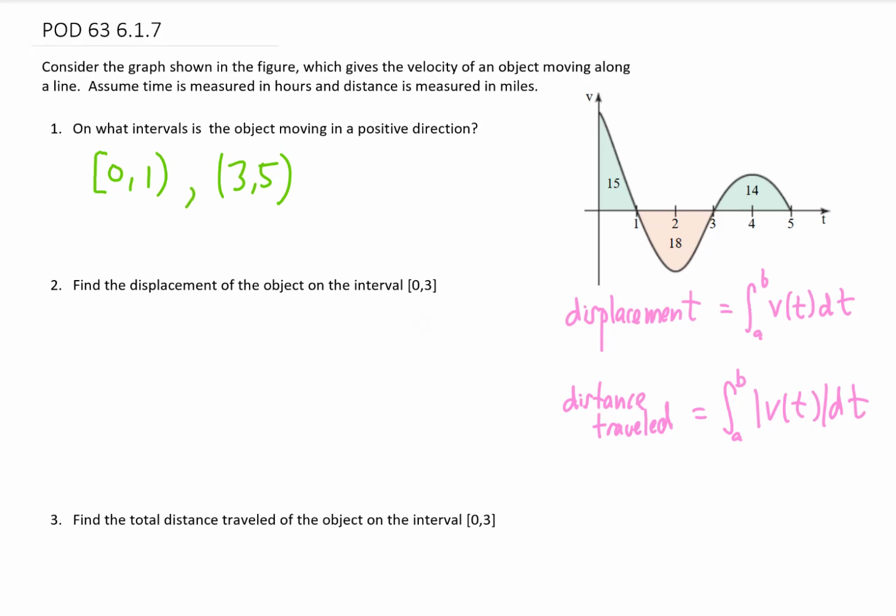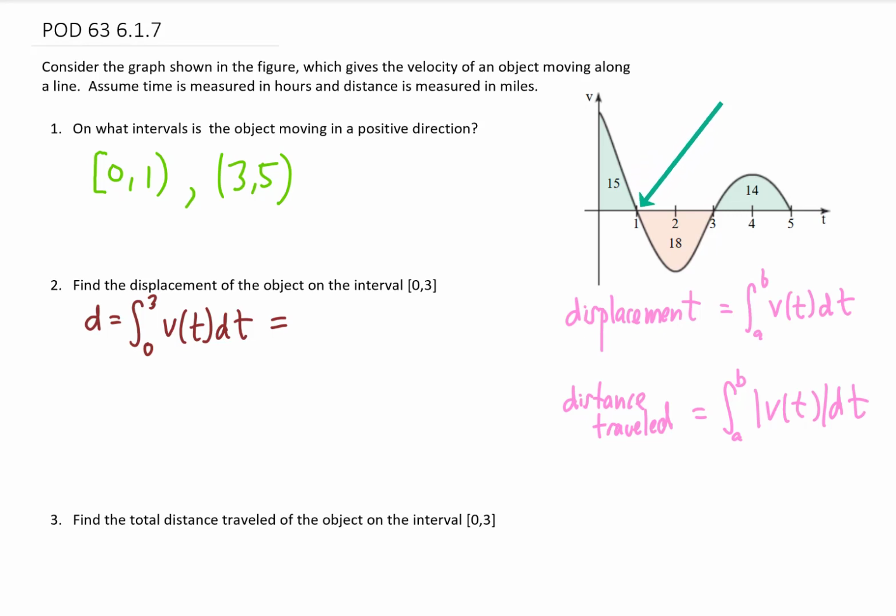Okay, next question. Find the displacement of the object on the interval from 0 to 3. The displacement that we're looking for on the interval from 0 to 3 is just going to be the integral of our velocity function from 0 to 3. Now, we don't actually know what the velocity function is, but we do have these areas given to us. So between t equals 0 and t equals 1, we see that our object is moving in a positive direction, and it moves a total distance of 15 miles.